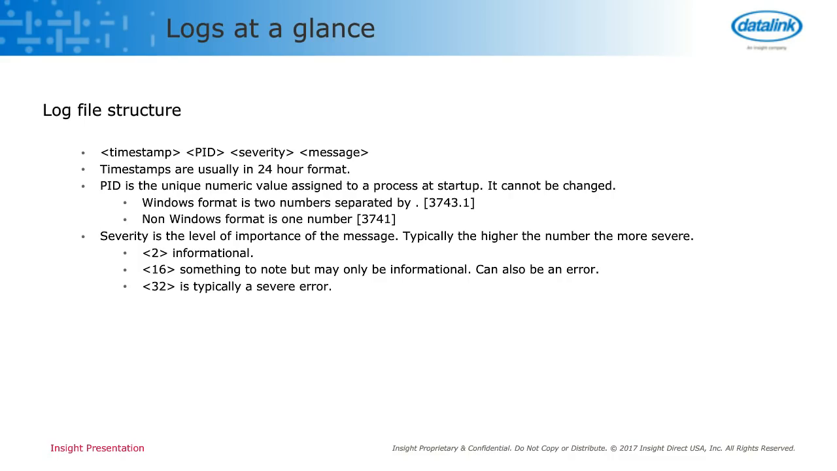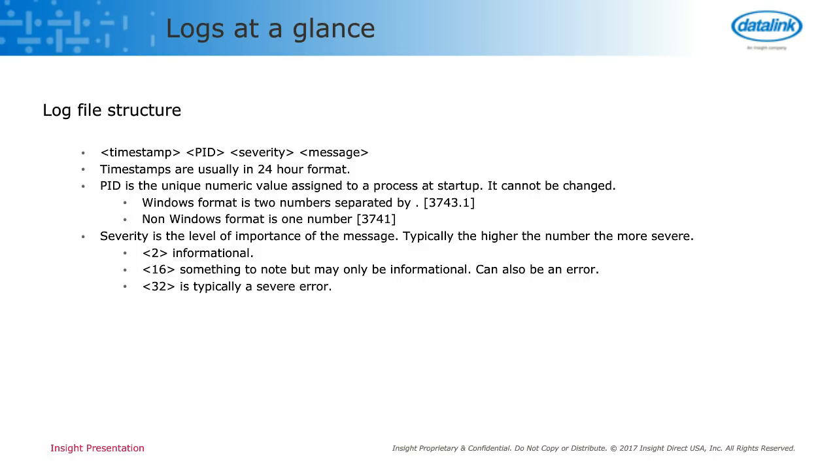So let's dig into the log structure a little bit and understanding what you're going to see in these logs. The format is typically timestamp is your first column, process identifier is the second, severity the third, and then the message. So this is a standard format for the legacy logs.